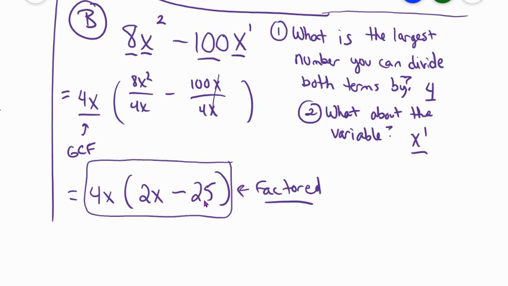Now, how can we check to see if our factoring is correct? You can always multiply it back together. I would suggest that you do this mentally, not actually write it down, or you can do this on a separate sheet of paper. But if you multiplied the 4x times the 2x, you would get 8x squared, right? And then if you multiplied the 4x times the 25, you would get the negative 100x that you started with.